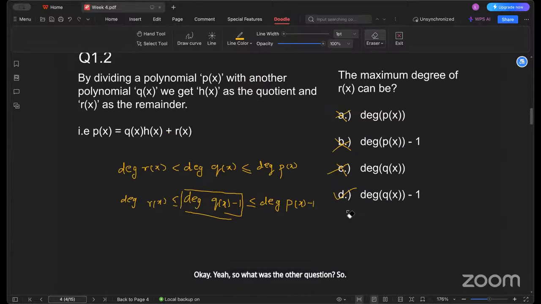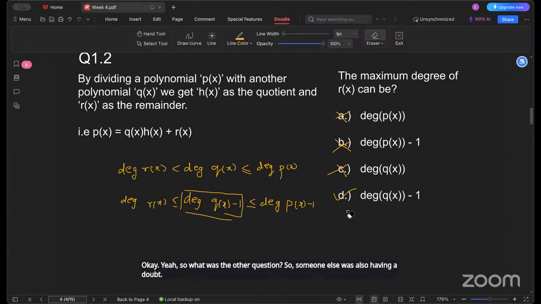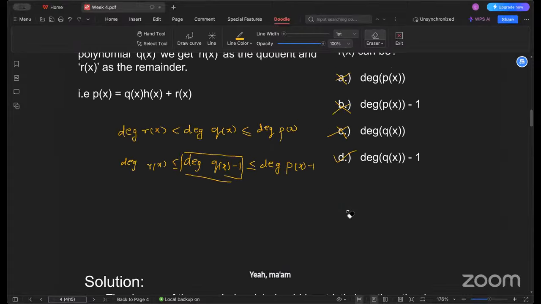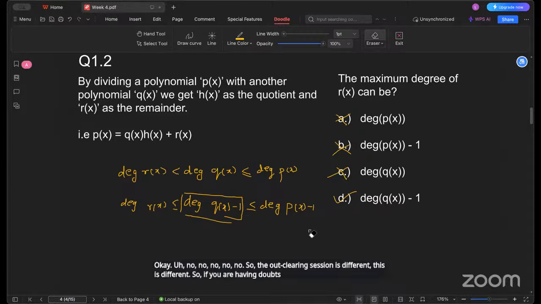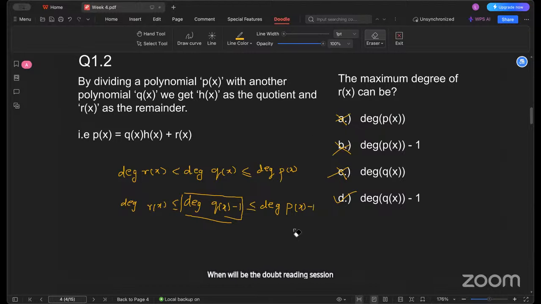Yeah. Okay. So what was the other question? Someone else was also having a doubt. Ma'am, is this material available? Activity 4.4, question number 1. No, no. So the doubt clearing session is different. If you are having doubts in this particular part, you can ask. But if you are asking something different, we will discuss that in the doubt clearing session. Ma'am, for week 4, when will the doubt clearing session be held?